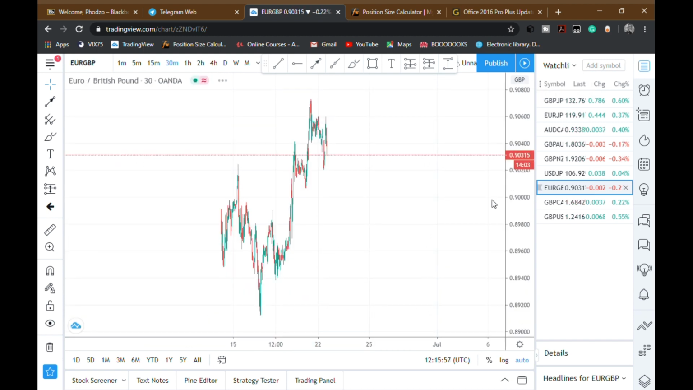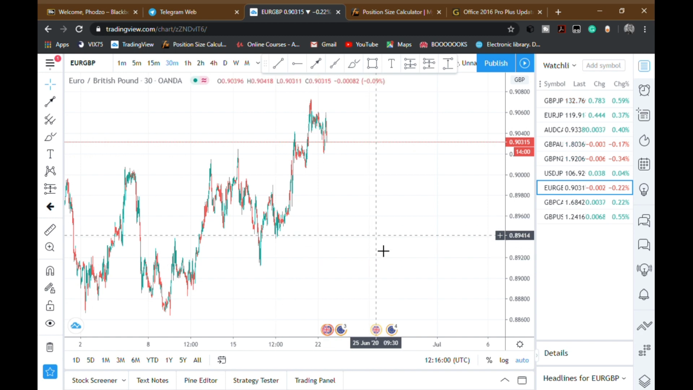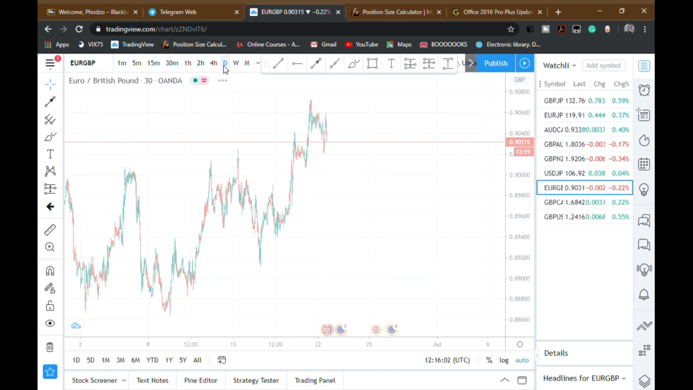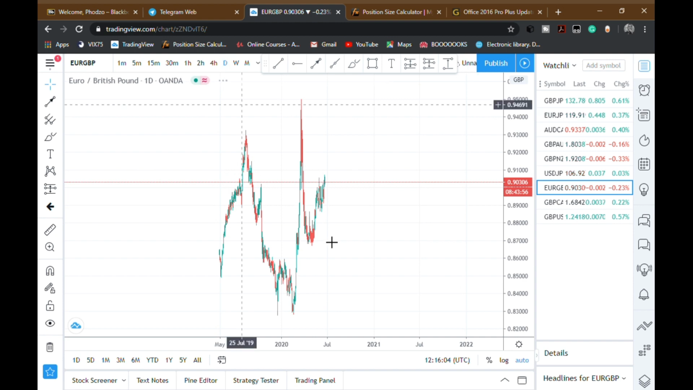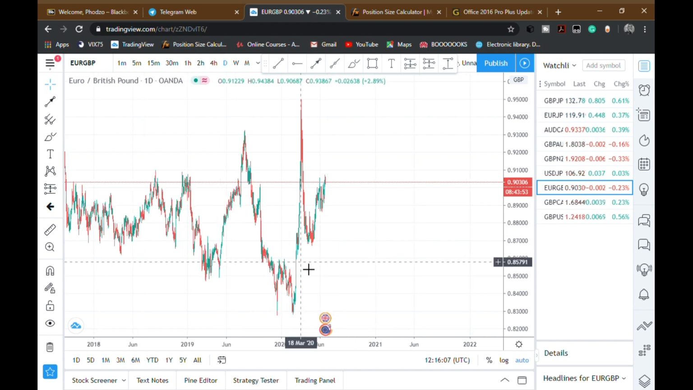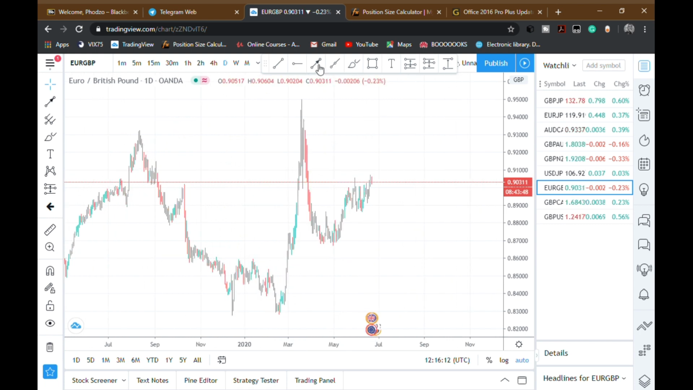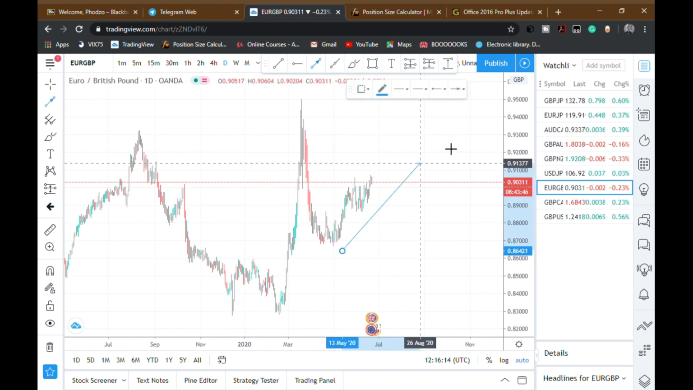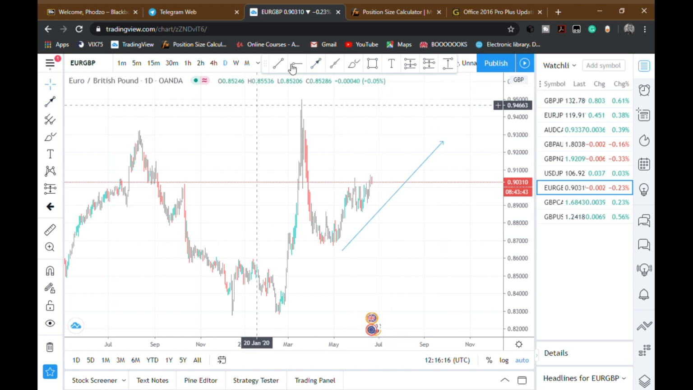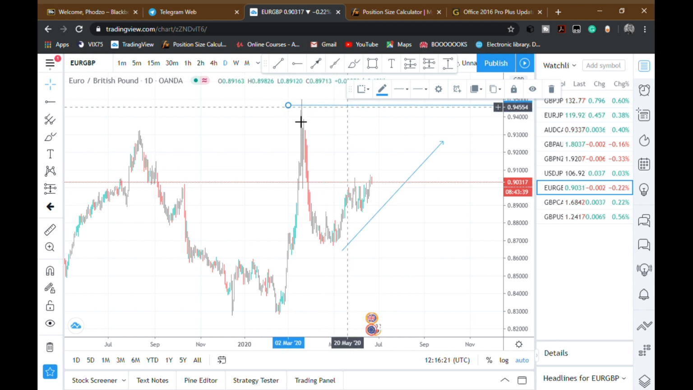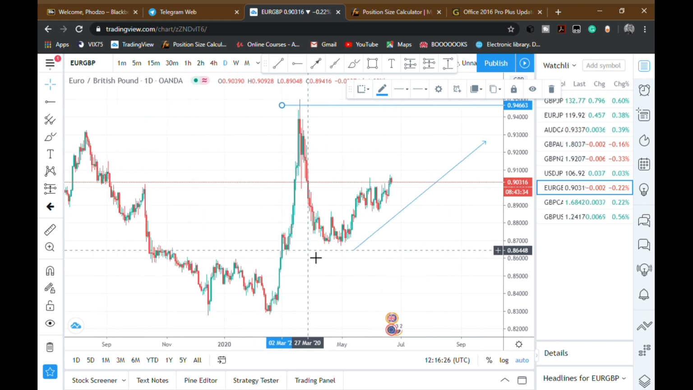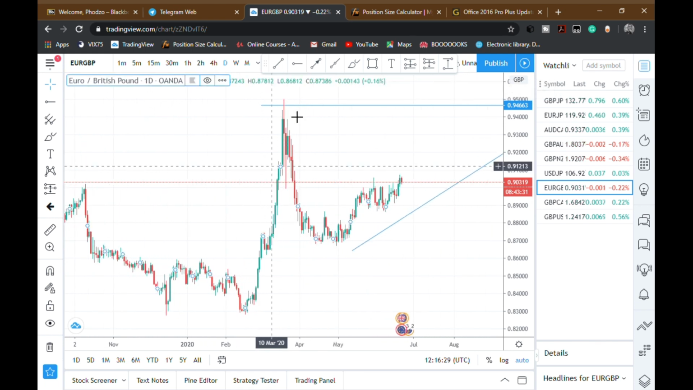So Euro GBP here on daily, it seems like it's going up. So I'd assume it's going up until it meets this extreme high right here. So it's still going up. So let's see.